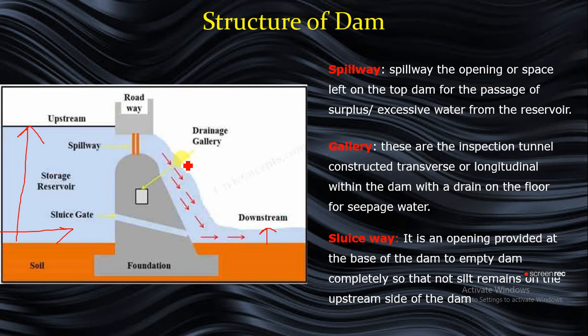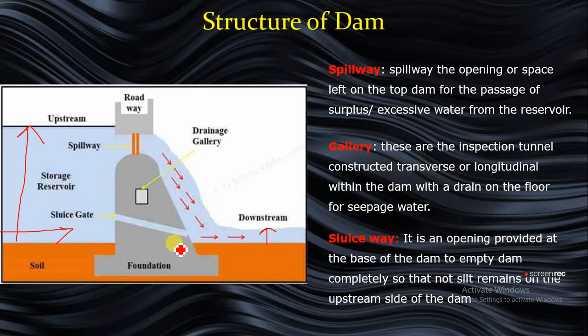A spillway is the opening or space left on the top of a dam for passage of surplus water. Here, you have your gallery. The gallery is the inspection tunnel, usually constructed in a transverse or longitudinal section within a dam, with a drain on the floor for seepage water. Then the sluiceway is usually an opening at the base of a dam, which is used to empty the dam completely so that silt will not remain.